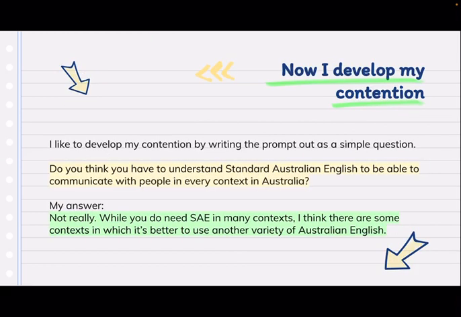Okay, so now I've unpacked what the question's asking me, I'm going to develop my contention. The way that I like to do this is to rewrite the essay prompt as a pretty basic question and just answer that question. And that helps me work out what I think about the prompt itself. So I've rewritten this question as, do you think you have to understand standard Australian English to be able to communicate with people in every context in Australia?